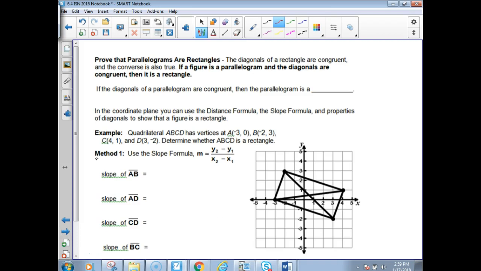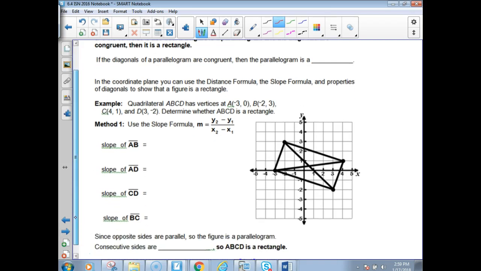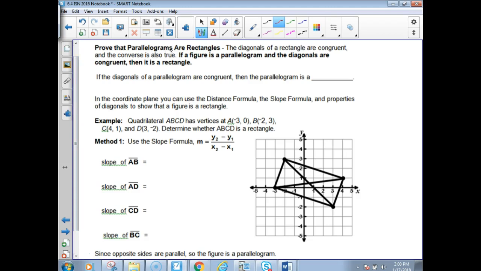Okay, to prove that you have a rectangle, there are a couple of methods. Proving that a parallelogram is a rectangle: the diagonals of a rectangle are congruent, and the converse is also true. If a figure is a parallelogram and the diagonals are congruent, then it's a rectangle. So, if the diagonals of a parallelogram are congruent, then the parallelogram is a rectangle. All right, so we would have to show first that it's a parallelogram, and second that its diagonals are congruent.